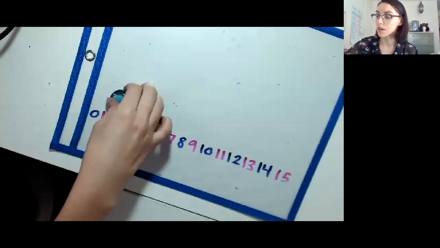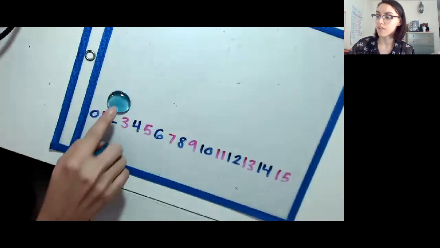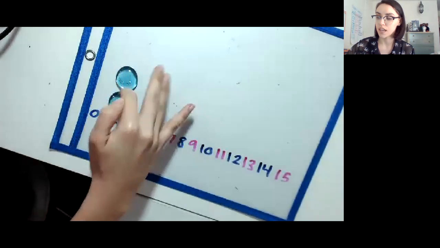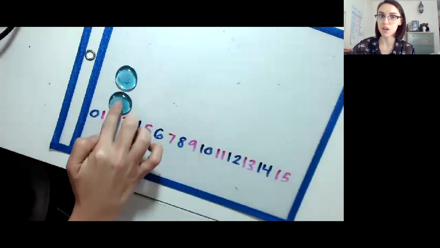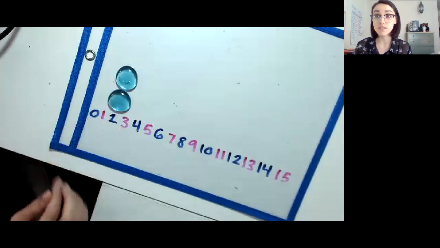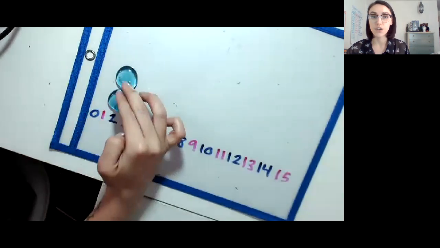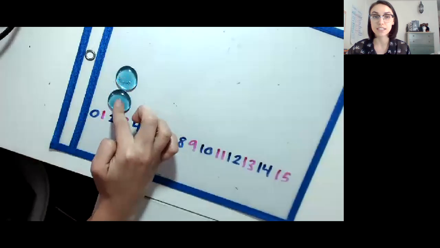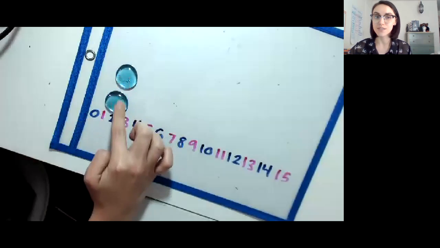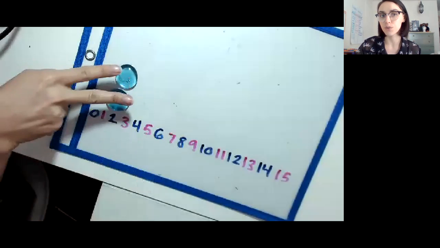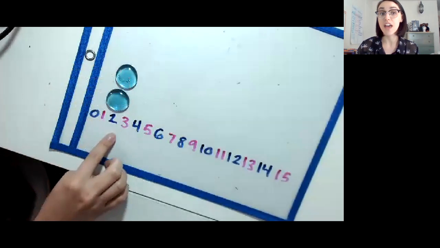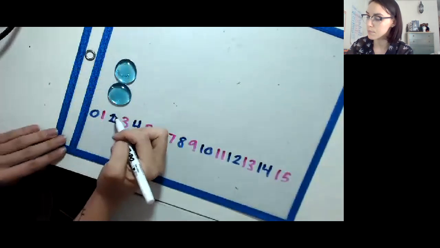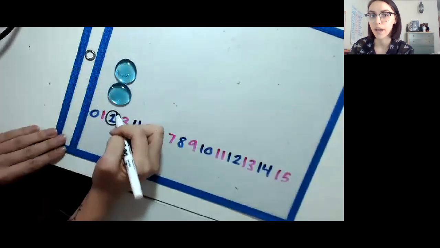Let's go to number 2. We would have 1, 2 counters. I just made a column of 2. Look, each counter has a partner. It's a pair. We also could think of this as a doubles fact. What would the addition sentence be for this doubles fact? 1 plus 1 equals 2. So we have just shown that 2 is an even number. Let's circle the number 2, okay?